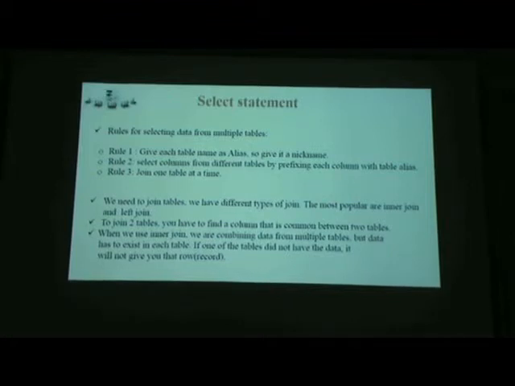We need to join tables, as I mentioned. We have different types of join. The most popular are inner join and left join. There is also right join. Left join and right join always give the same result, so we will stick with these two kinds. To join two tables, you have to find a column that is common between the two tables. When we use inner join, we are combining data from multiple tables, but the data has to exist in each table. If one of the tables did not have the data, it will not give you that row or record.